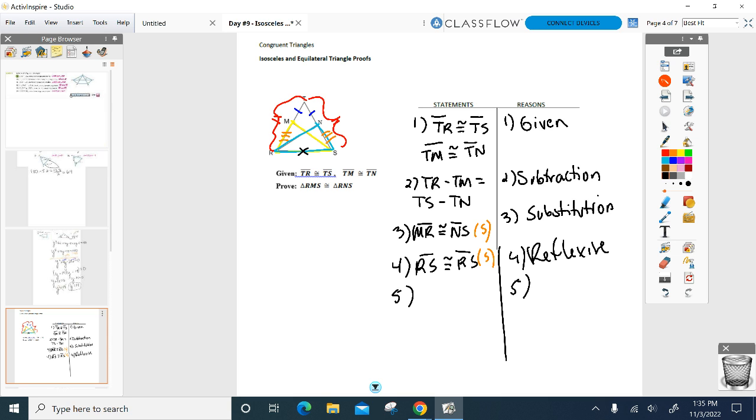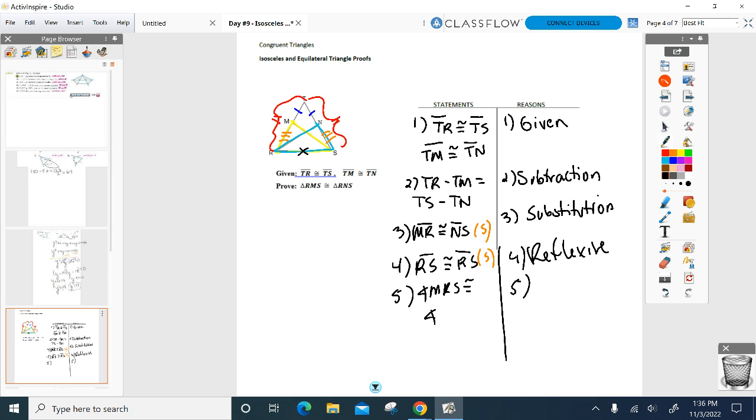What type of triangle is triangle TRS? Isosceles. What did we find out in an isosceles triangle? What is across from the two congruent sides? Are those angles in the triangles? Okay, you got your third pair. All right, what are those angles called now? Angle TRS or MRS. They're the same angles.